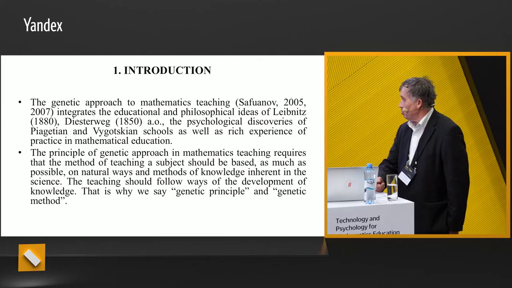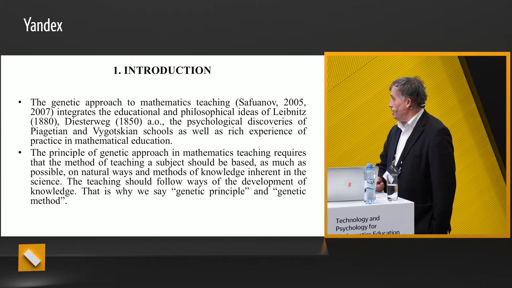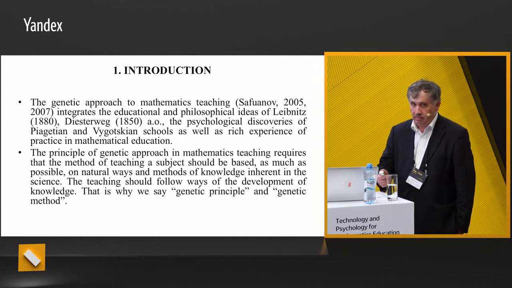Some words about genetic teaching. The genetic approach to mathematics teaching integrates the educational and philosophical ideas of Leibniz, Diesterweg, and other people, the psychological discoveries of Piagetian and Vygotskian schools, as well as rich experience of practice in mathematical education. The principle of a genetic approach in mathematics teaching requires that the method of teaching a subject should be based as much as possible on natural ways and methods of knowledge inherent in the science. The teaching should follow the ways of the development of knowledge. That is why we say genetic principle and genetic method.